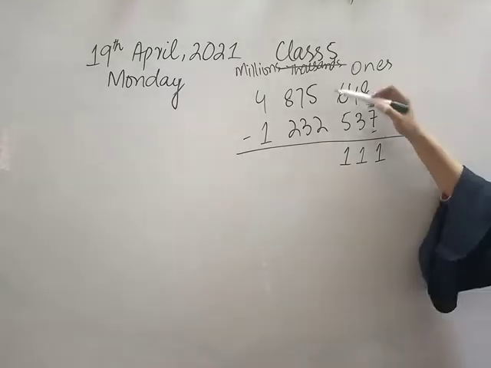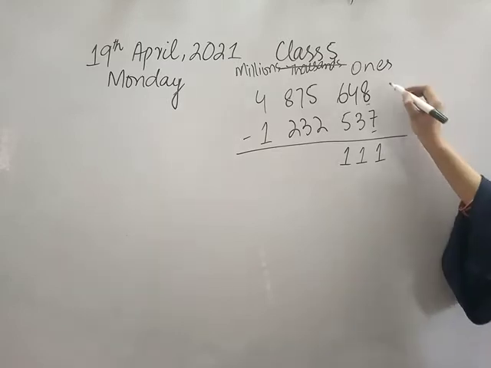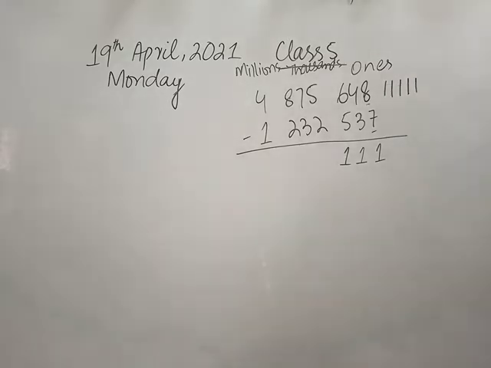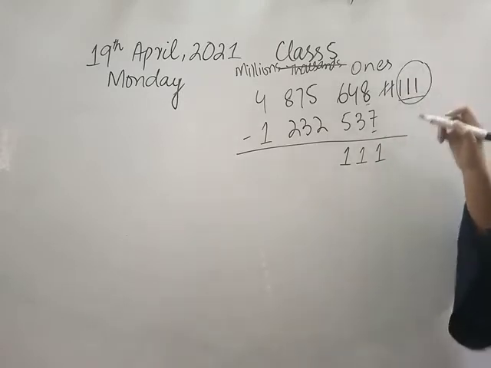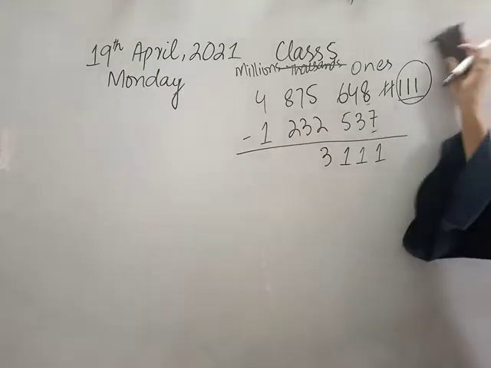Fine. Now my first number of thousands from the right side is 5. 1, 2, 3, 4, 5. And I want to subtract 2 from 5. Isn't it, class? Yes, Alvina? Very good. So how many are left, class? 3. I have 3 in total.